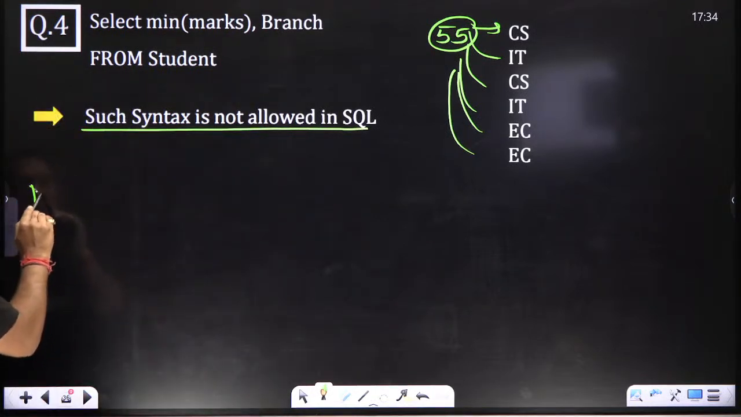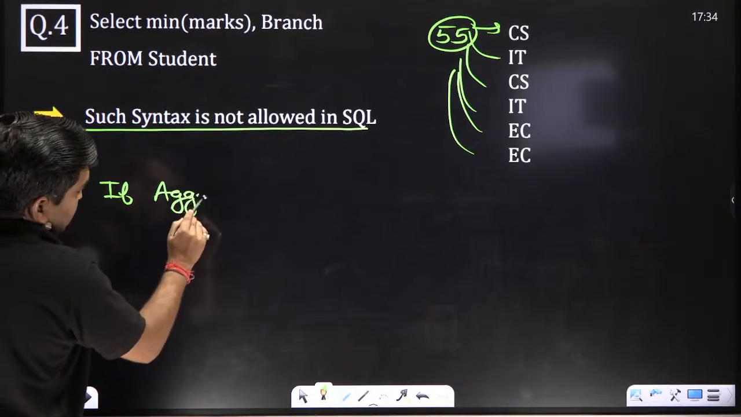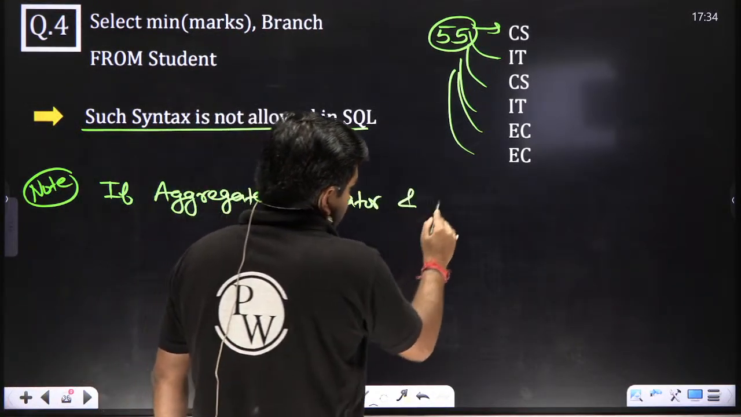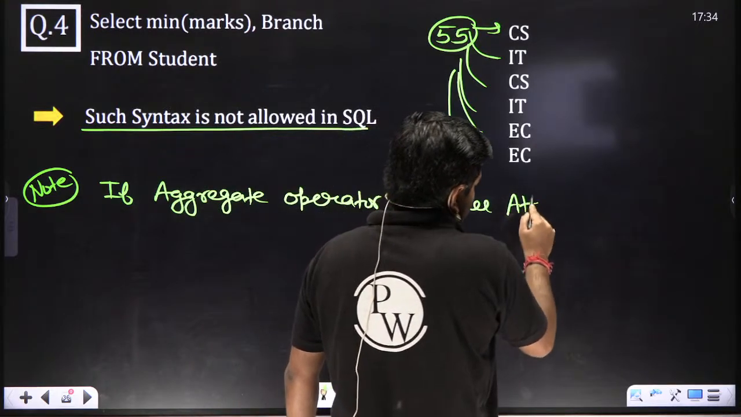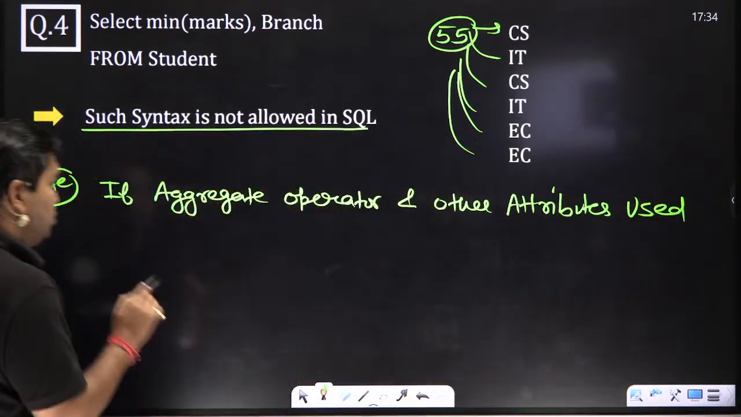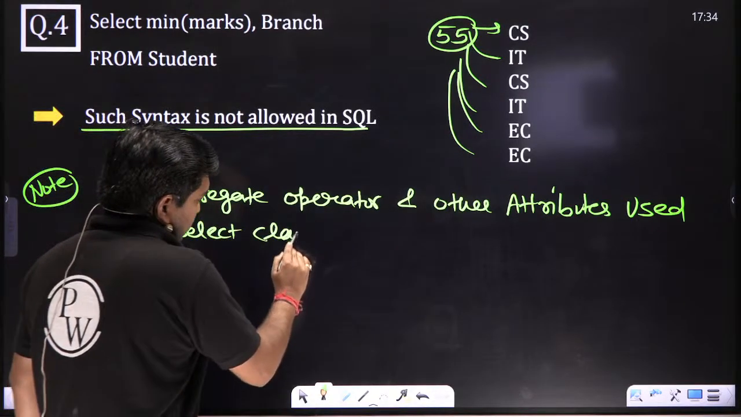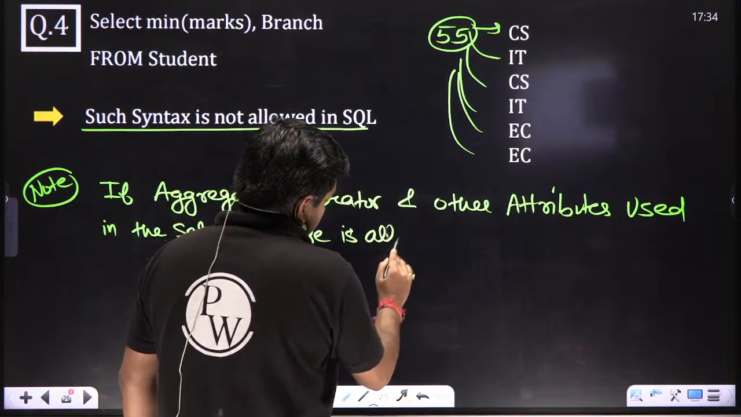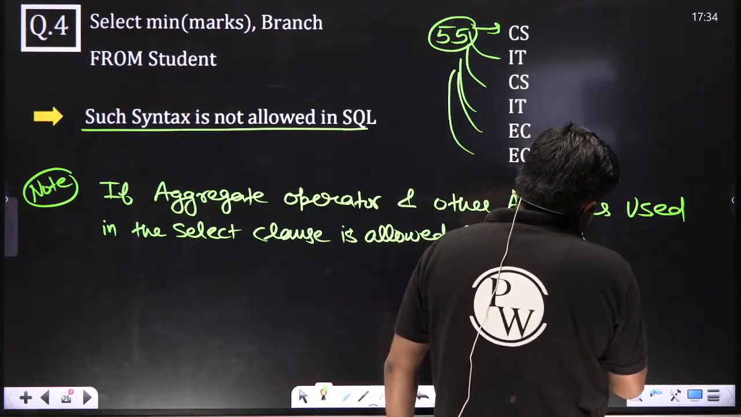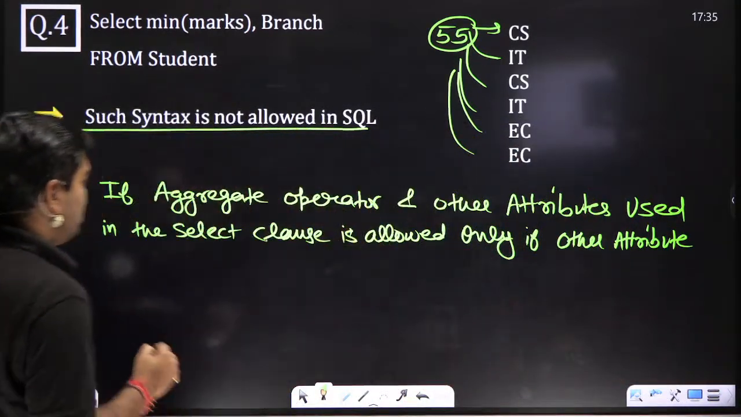Now what is the rules? If aggregate operators and other attribute are used in the select clause, it is allowed only if other attribute must be in group by clause. Other attribute must be in group by clause.